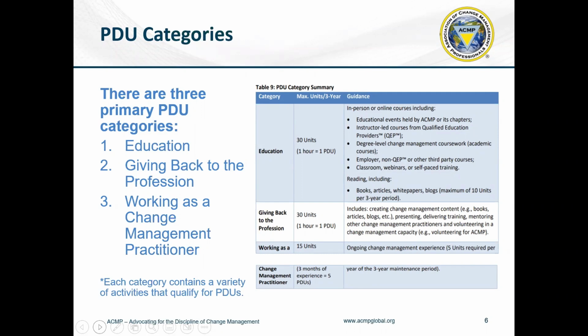Some examples of education are attending a webinar, reading a qualified magazine or article, and attending one of ACMP's conferences. Some examples of opportunities you can use for giving back to the profession are volunteering with ACMP. You can be a member on one of our committees, either at the global level or with a chapter. Mentoring and speaking at a conference, hosting a workshop, or even a webinar will count towards giving back to the profession. You can see more in this chart that is found in the candidate handbook.